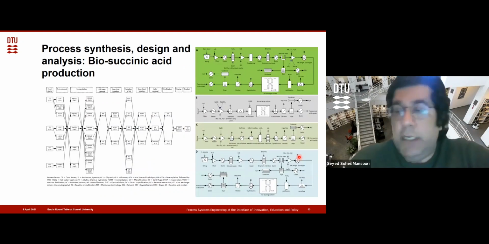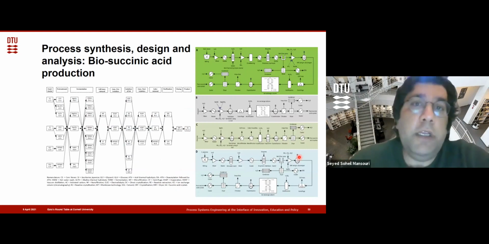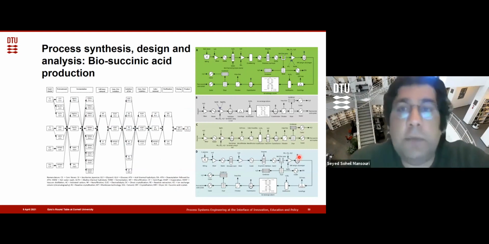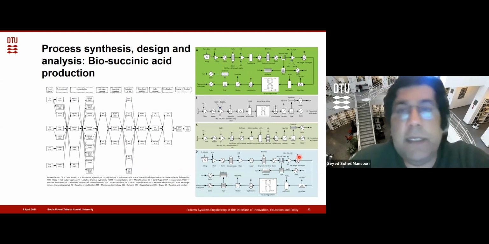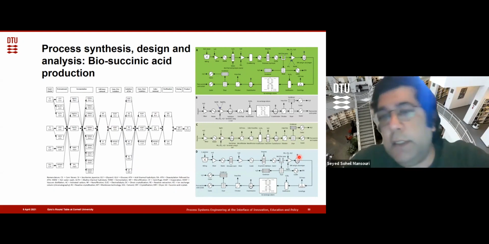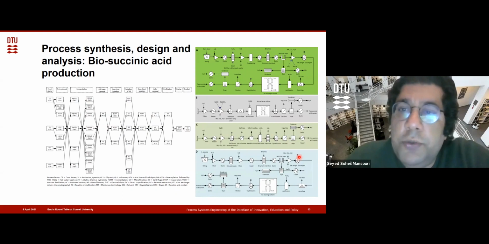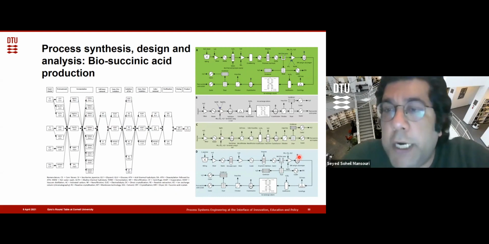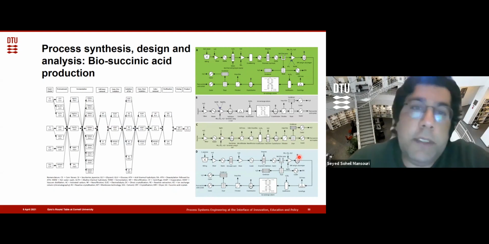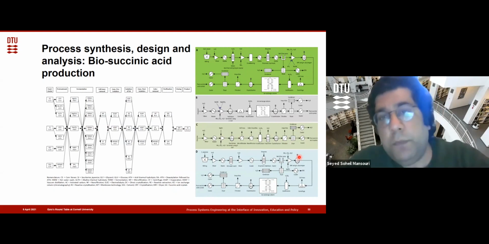So that is where obtaining more optimal processing pathways that generate less waste and use less energy and so on is very important. I know that Professor Fengqi You has a lot of groundbreaking work in this area, but I am also showing one example from our research.